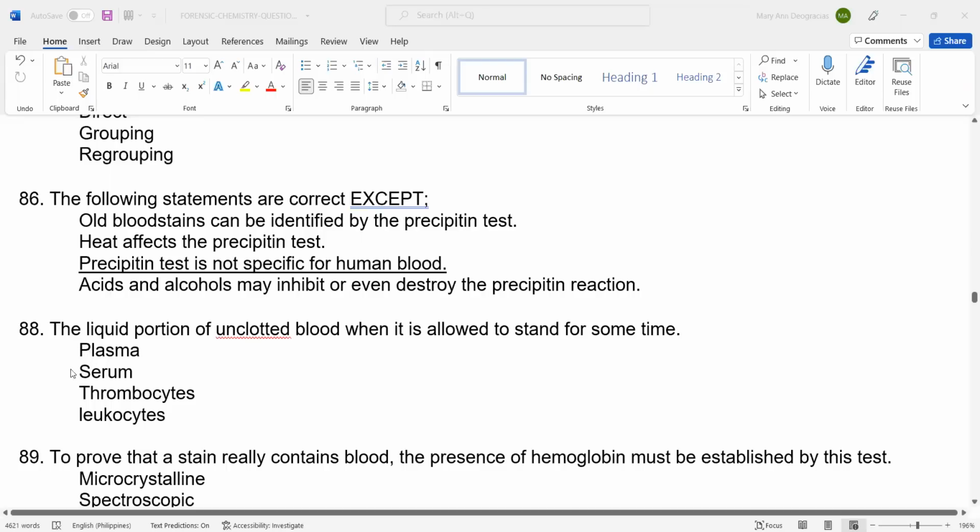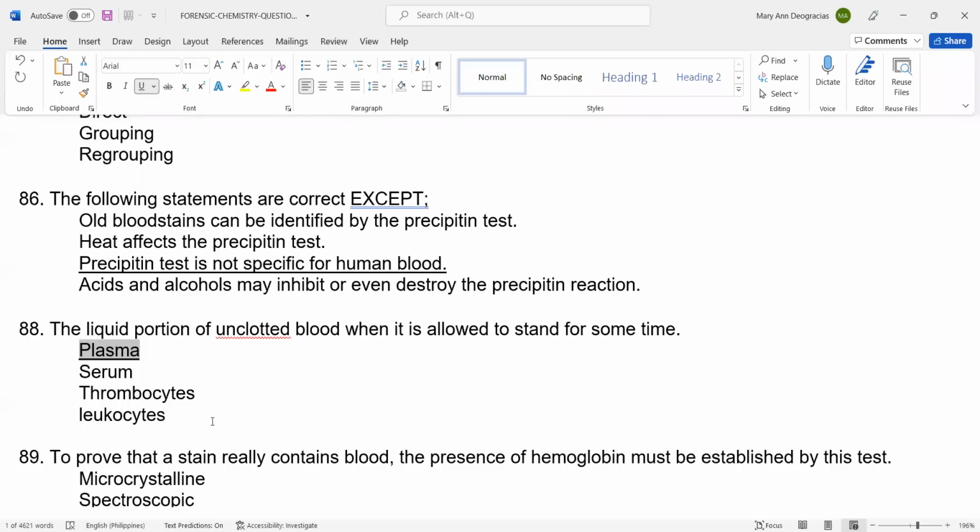Okay, itong dalawa lang naman pagpipilian nyo guys. Ito is the product of unclotted blood, ang plasma. Tapos, ang ating serum, clotted blood. Okay? So, ito wala na yan. I-discard nyo na si thrombocytes sa leukocytes. These are solid portion or solid components of blood.